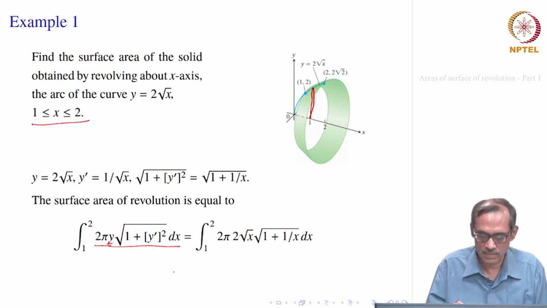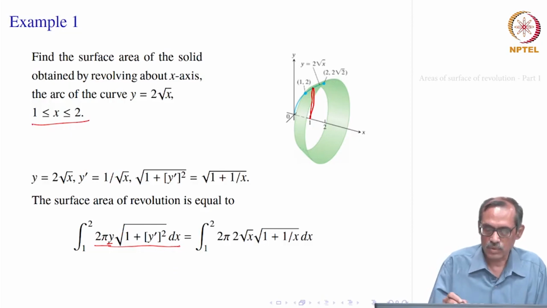So, now it is a matter of integrating it, and we know that 1 plus y prime squared equals 1 plus 1 by x, and we have a square root. So, it is 2 pi and y equal to 2 root x.